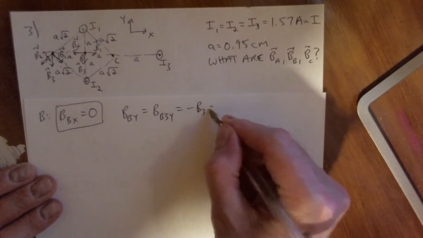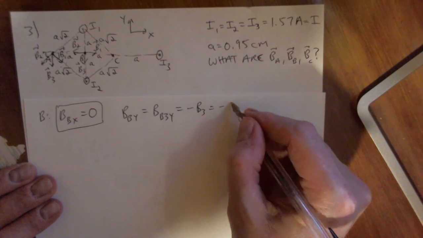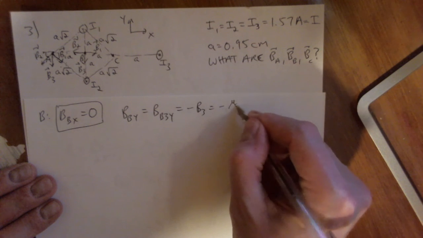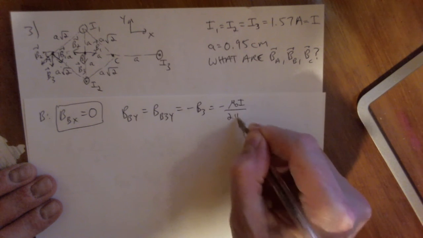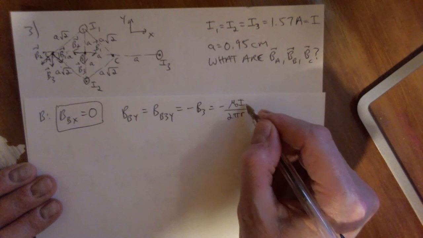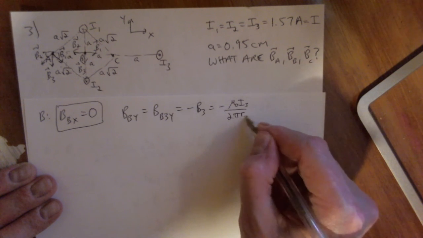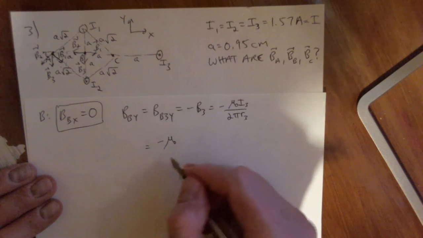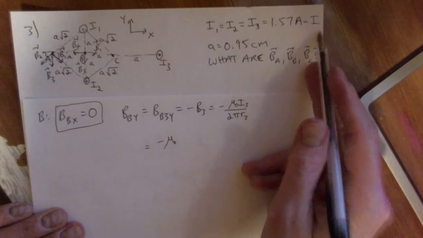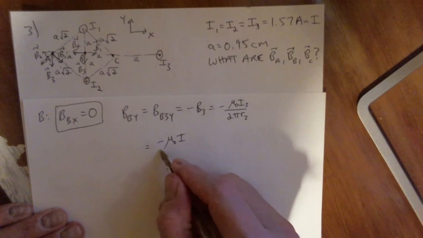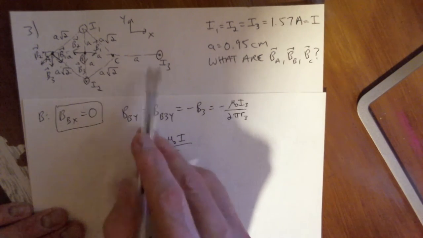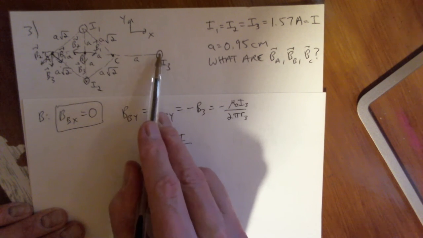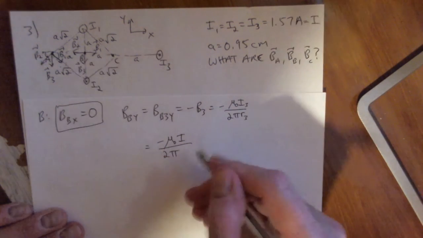So this is equal to minus, remember the magnitude of the B field due to a long straight current is mu sub naught I over 2 pi r. So in this case it's I3 and R3. And so we get minus mu sub naught I3, which is just that value I, over 2 pi times R3. Well, R3 is the distance from the current to the point B where we're finding the B field. That is A plus A, that's 2A.